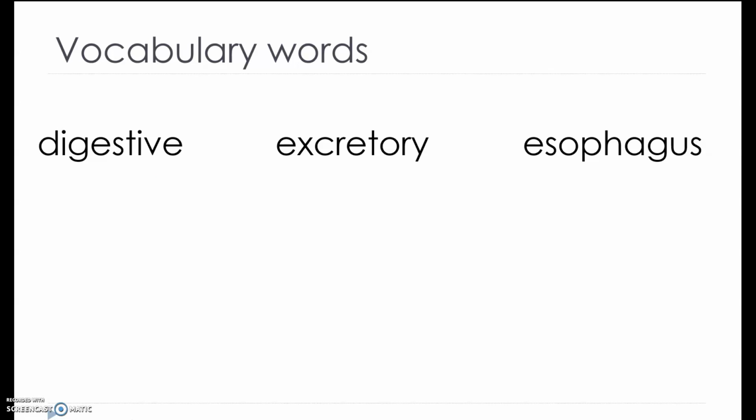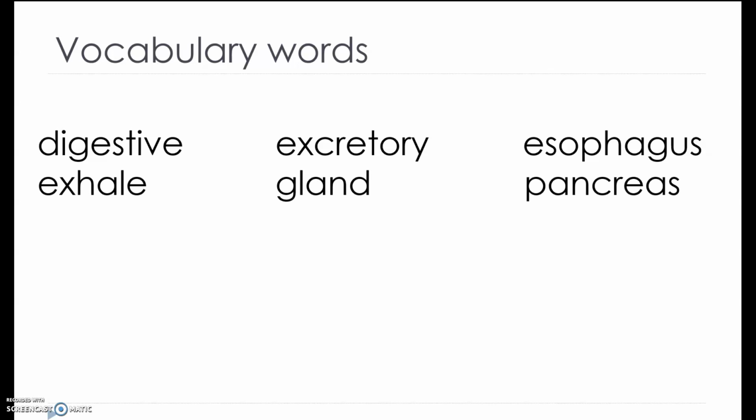Digestive, excretory, esophagus. Very good. Now listen carefully as I read the second sets of words. Exhale, gland, pancreas. Now repeat after me.